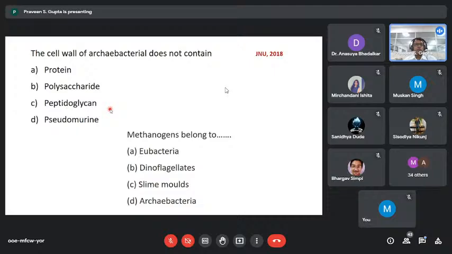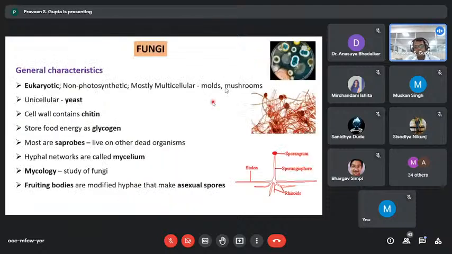Now again, one question is asked in GATE from the same point: the cell wall of the archaebacteria does not contain what? So just now I said that if you talk about archaea, of course protein is present, polysaccharide is present, and pseudopeptidoglycan, which means pseudomurein, is present. What is not present? The answer is peptidoglycan. And methanogen is a very common question. Methanogen belongs to the archaea, archaebacteria.